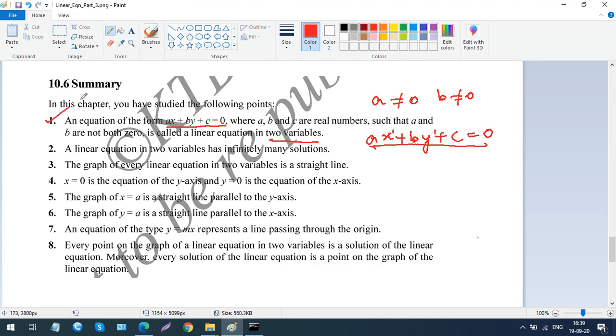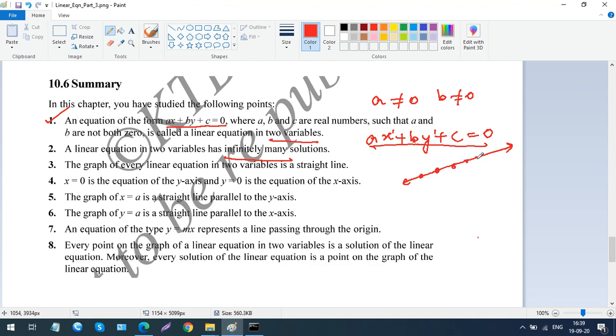Now the second point. So the first point is over. I hope you understood. The second point says a linear equation in two variables has infinitely many solutions. What do you mean by infinitely many solutions? That means you can't count the number of solutions you can have. If I have a linear equation in two variables, let's say I talk about a line, I can actually have many points on this line, right?